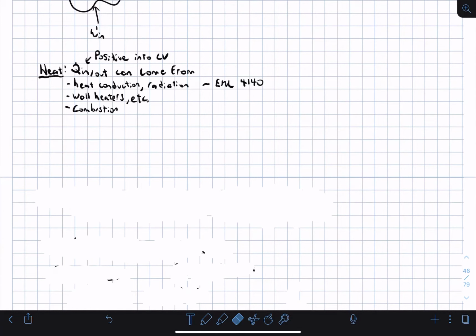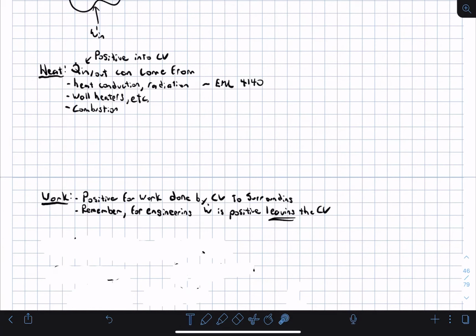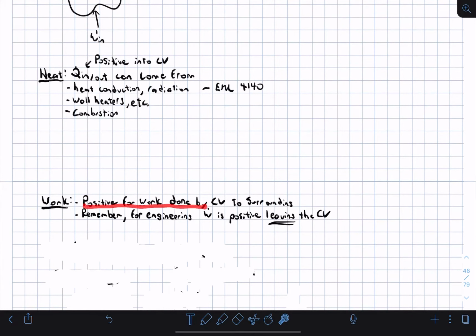Okay, so now work is positive for work done by the control volume to the surroundings. So that is, positive work goes out. And remember that for engineering, the W dot is positive leaving the control volume and removing energy from it to do useful work to the surroundings.